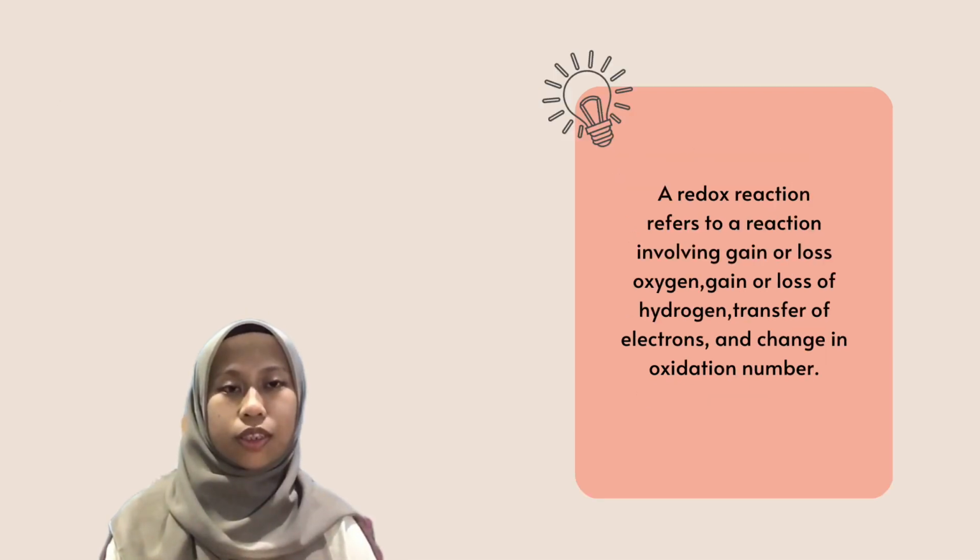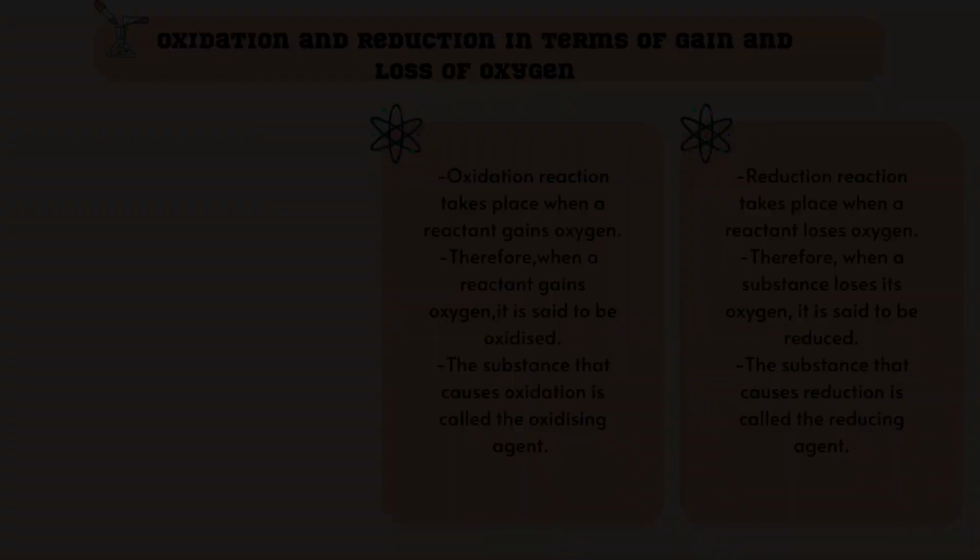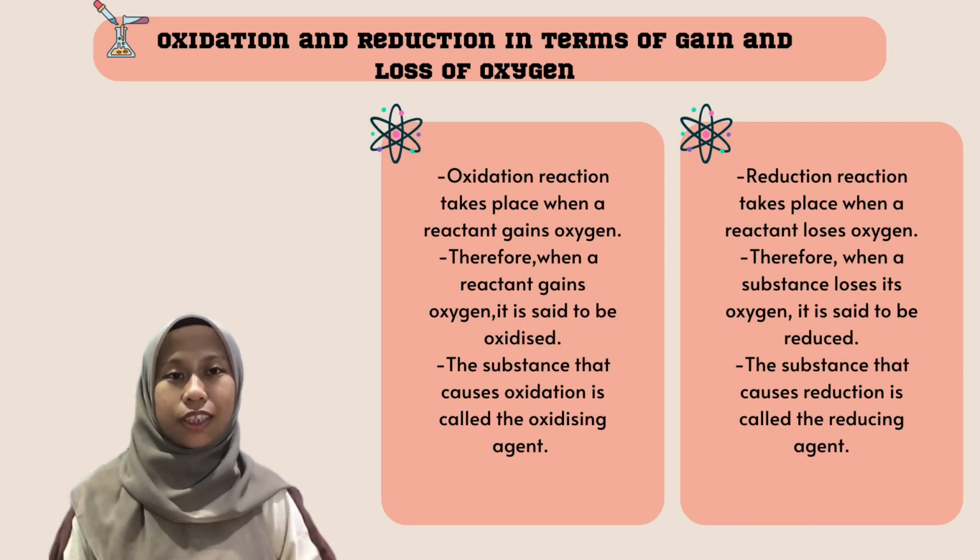A redox reaction refers to a reaction involving gain or loss of oxygen, gain or loss of hydrogen, transfer of electrons, and change in oxidation number. The next part is oxidation and reduction in terms of gain and loss of oxygen. Oxidation reaction takes place when a reactant gains oxygen.